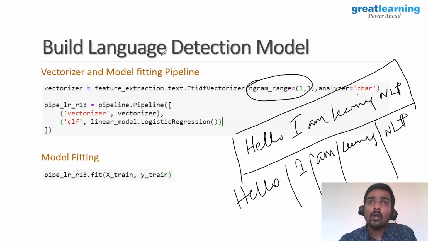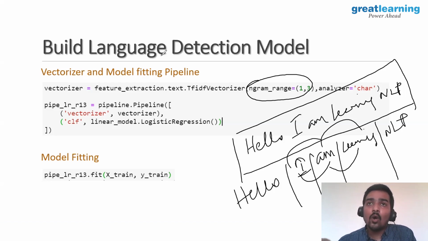Also, if I want my model to understand the relation between these words, only if I and am have appeared together, then it is a sentence in English. When am and learning have appeared together, it's more obvious that it would be an English sentence. Why? Because this I might be a letter which is common in Spanish, German, or any other European languages, right?